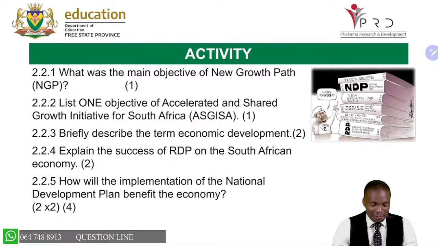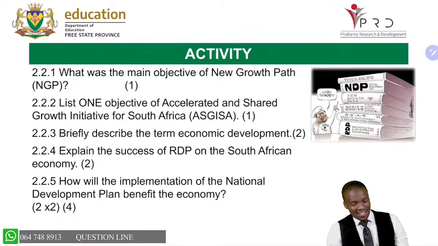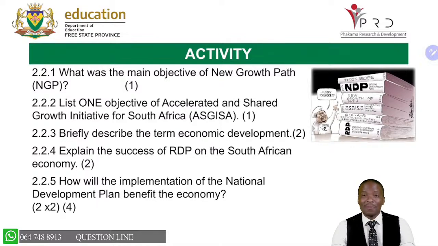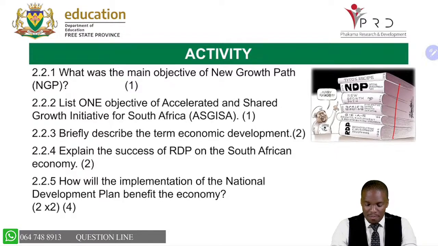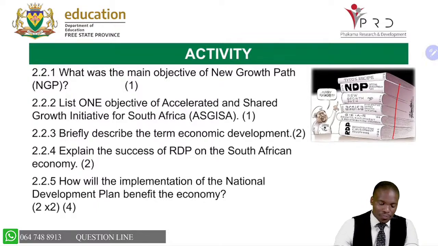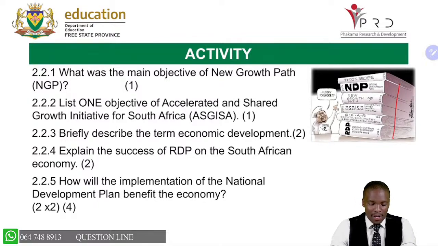Welcome back, creators. Probably you were maybe defining what is economic development, but we're going to do this together, and then you can also practice when you get a chance. If you look under this cartoon, it's a package of these policies from 1994 up until 2019. So if you look at number one, according to the questions there, it says, what was the main objective of the New Growth Path, the NGP?